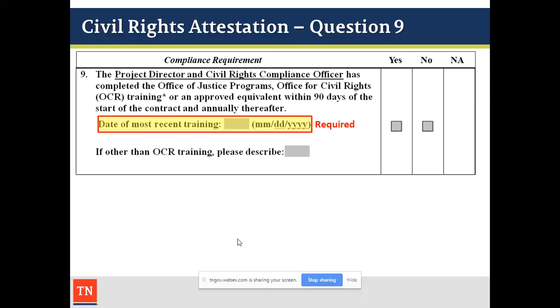Get back to that. So in this instance, the difference here is that they have to do the OCR training, but the project director and the civil rights compliance officer will also have to take the quiz, the Form Stack quiz that is at the end of that training. And so the person who takes the quiz will get notified whether they passed or failed, and so you'll just need to have a record of that.